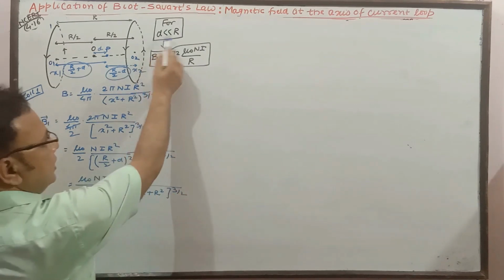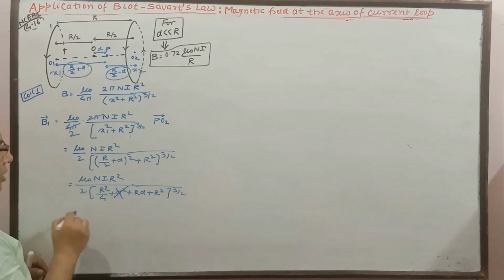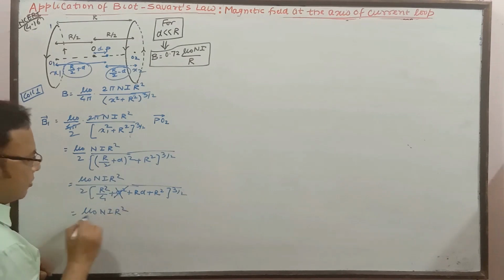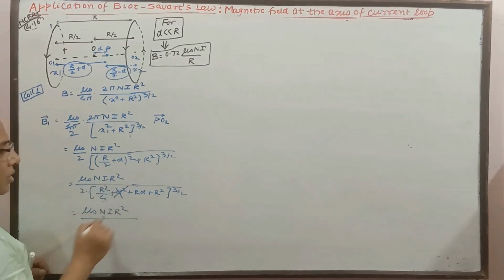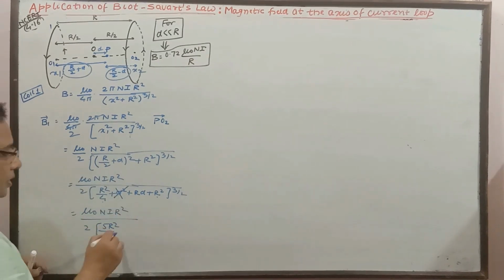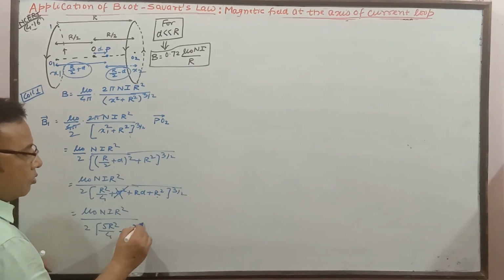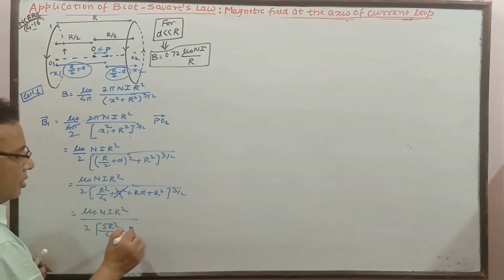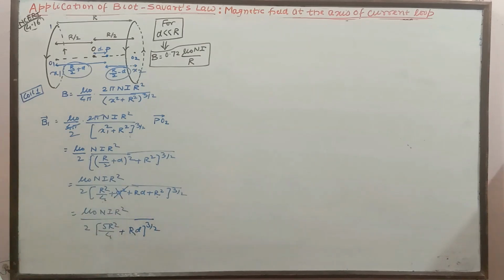What we have is d is much smaller than r. So d square is much smaller than r square, so we are going to neglect this. So we are left with mu naught n I r square divided by 2, this r square by 4 plus r square. This is 5 r square divided by 4. So this is plus rd, not r square. These two are added up, so this is rd whole to the power 3 by 2. Take 5r square by 4 common.